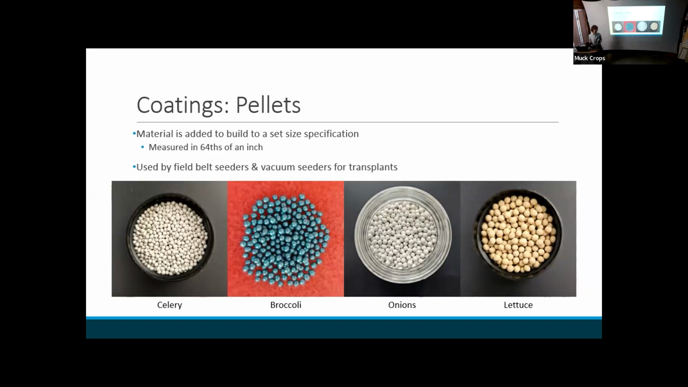So obviously we're very familiar with these here. We use them for carrots and onions and belt seeders. And then you'll also see it going into trays for transplants. So we see it also in the leafy greens, the broccoli. You'll see some peppers and tomatoes also that are pelleted.